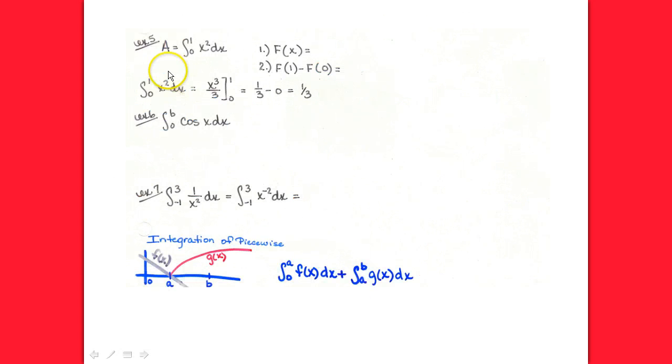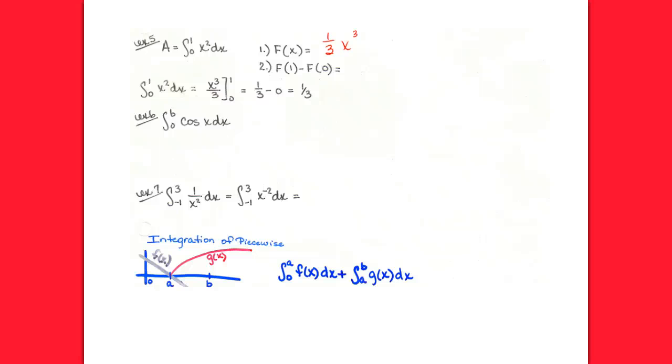Let's say that we have example number 5, the integration from 0 to 1 of x squared dx, right? Step number 1, let's find our antiderivative. So what would the antiderivative of x squared be? x to the third over 3. Yes, x cubed divided by 3, or 1/3 x cubed, however you want to write that. So we increased our exponent by 1 and we divided by that same number.